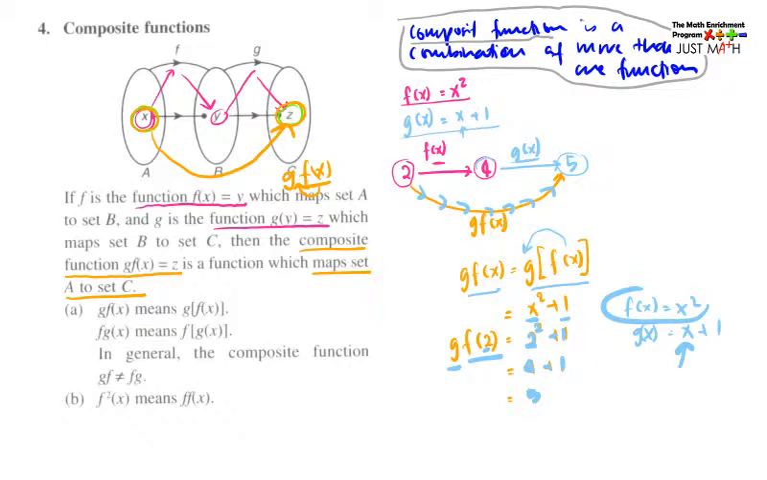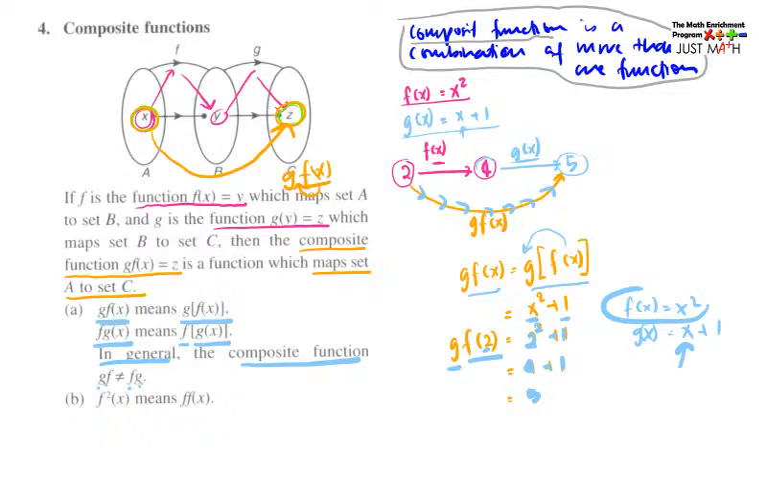So gf(x) here means g of the bracket f(x), both are the same. fg(x) is also written as f of g(x). In general, the composite function gf(x) is not the same as fg(x). These two are different.